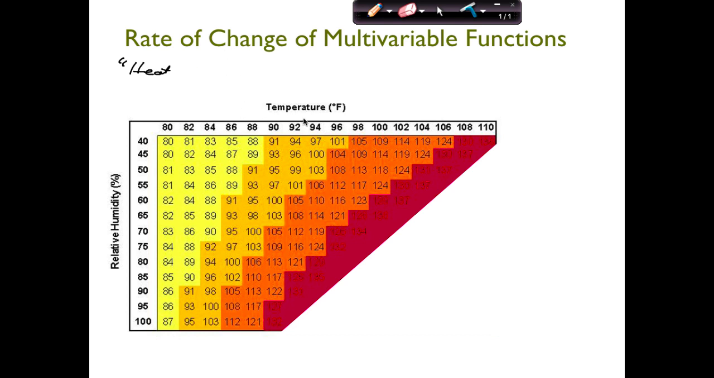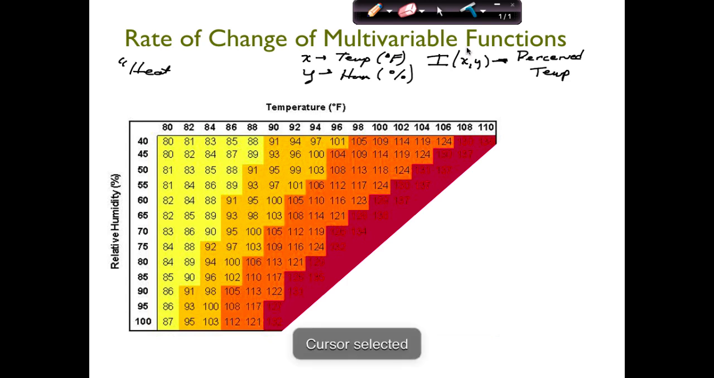So our x is temperature in degrees Fahrenheit, and y is humidity, and that's a percent. And so then this function, we'll call it capital I, the heat index, of x and y, is perceived temperature. Heat index, perceived temperature. Okay, so we can use the table of values to make predictions.